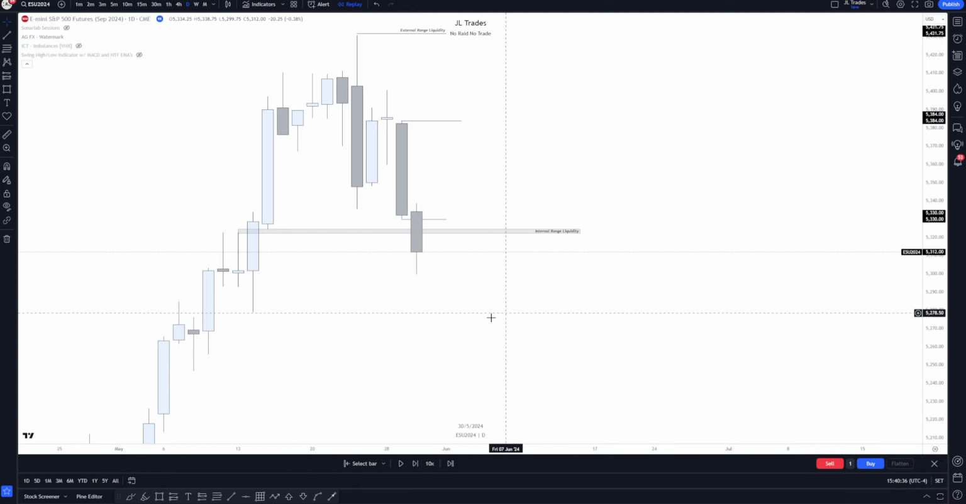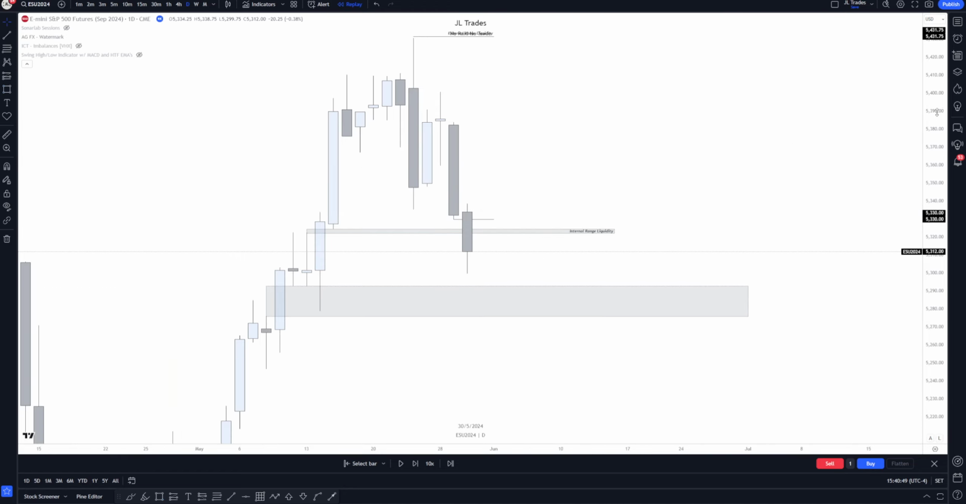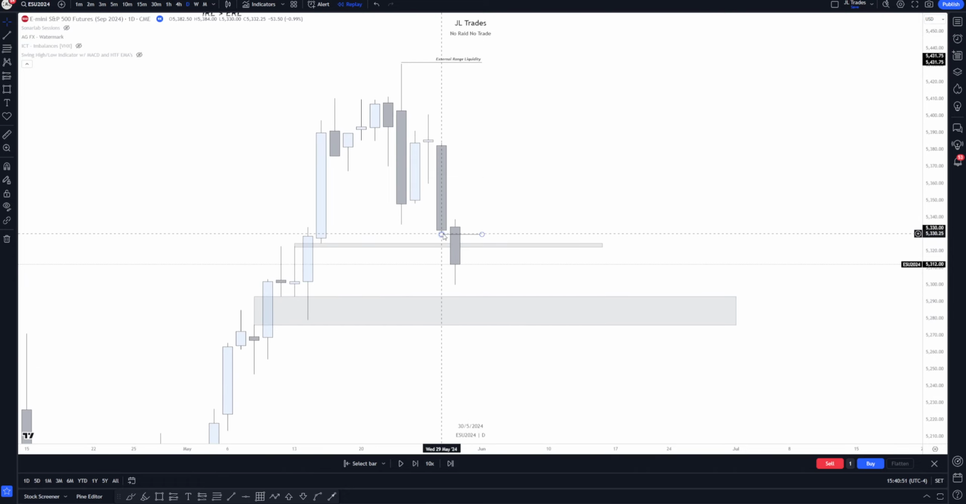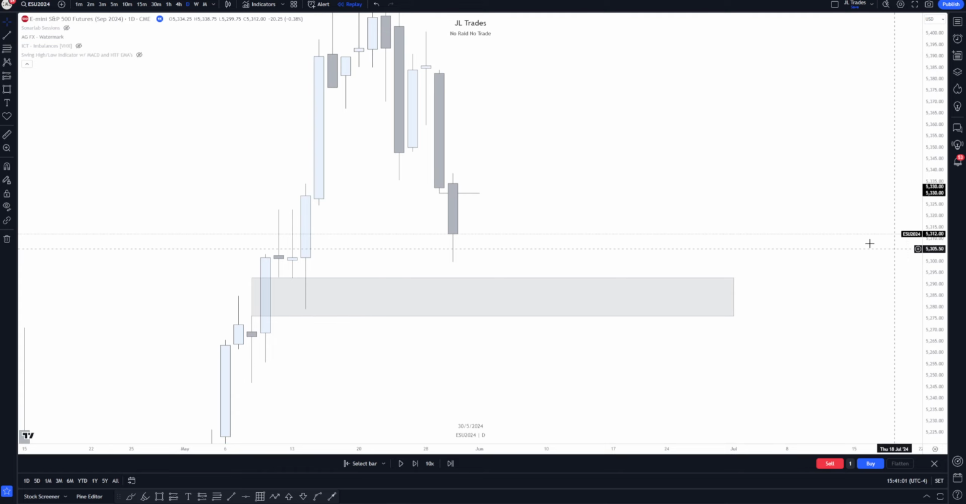Take the low, close below it. Where do we have our next internal range liquidity? Here. As we close below this low, clearly disrespect this FEG, this internal range of liquidity as well. My bias is still going to be bearish.